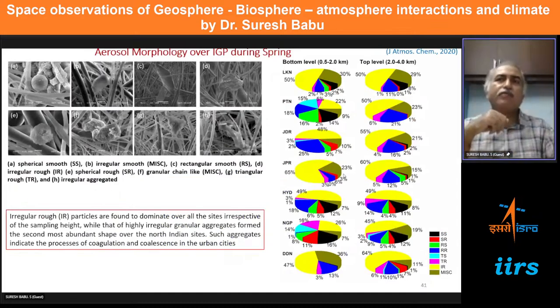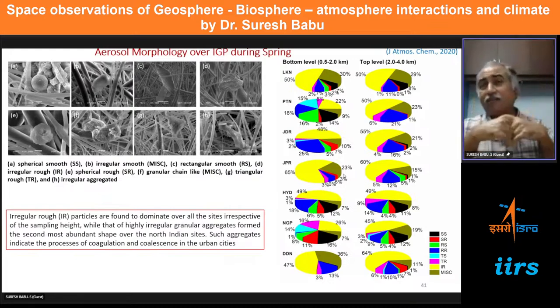Coming back to the space missions, when we analyzed these aerosols for their shape, we found that these particles are mostly non-spherical in nature. We always assume in aerosol science that particles are mostly spherical. That is a very important assumption while dealing with aerosol radiation interaction. But when we look at the type of particles present in the atmosphere, we found that there is a significant amount of non-spherical particles also.